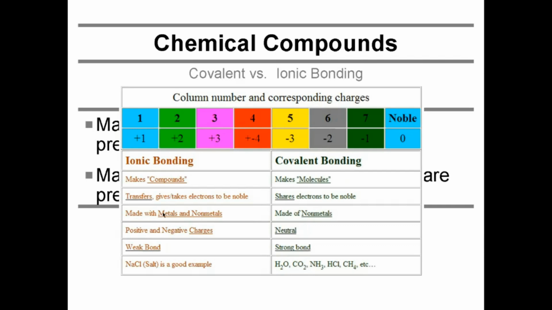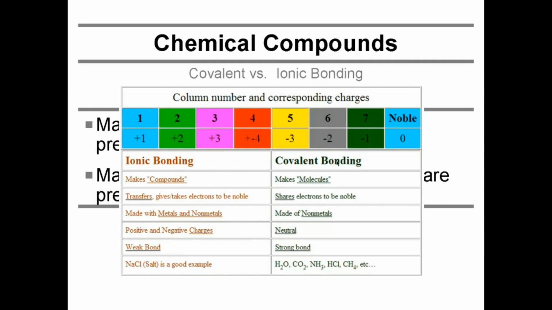It is a combination usually of a metal and a non-metal. An ionic compound is composed of positive and negative charges. It's actually a fairly weak bond. That's why it dissolves in water. And salt is a good example, NaCl.